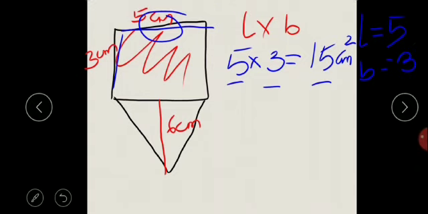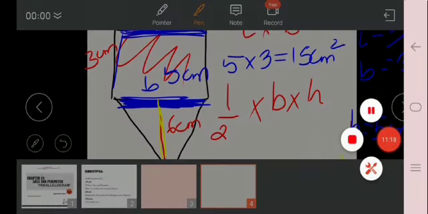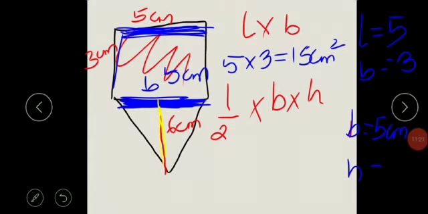Coming towards the height, it's very obvious that the height of the triangle is actually 6 centimeters. So height is equal to 6 centimeters. Now let's write down all the values in place of B and H. So again, half multiplied by B, which is going to be 5, and H is actually 6.